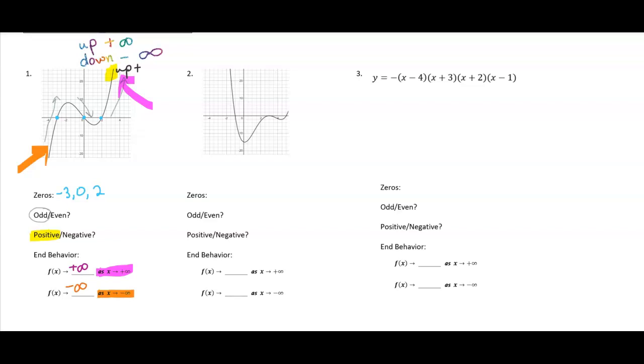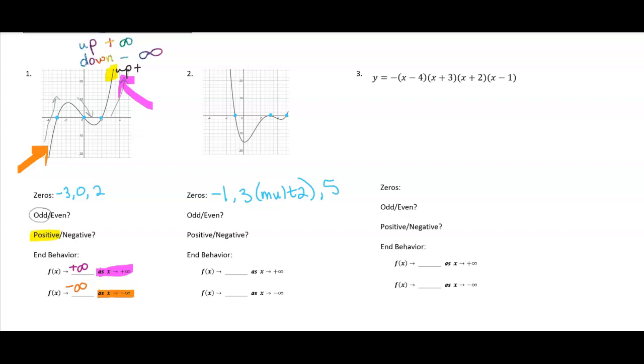Okay, let's look at this next one. So here's a 0 at -1. Here's another 0 at 3. Now if you notice, it bounces off that axis. It doesn't actually go through. So that has multiplicity of 2. And then right here, it crosses through at 5.